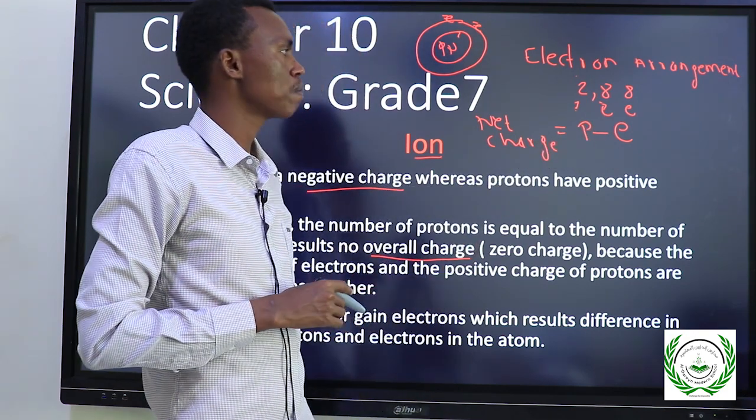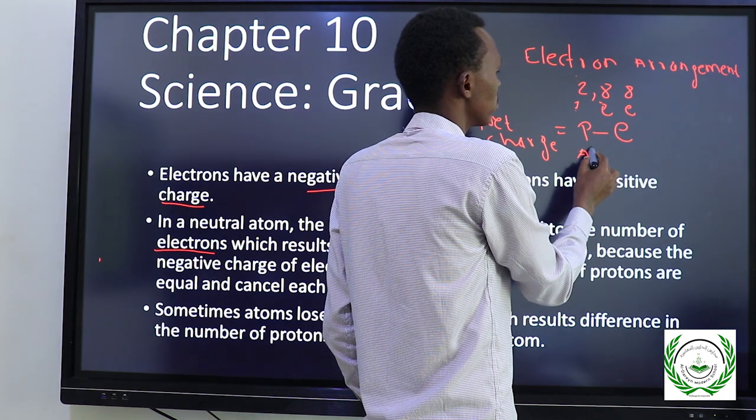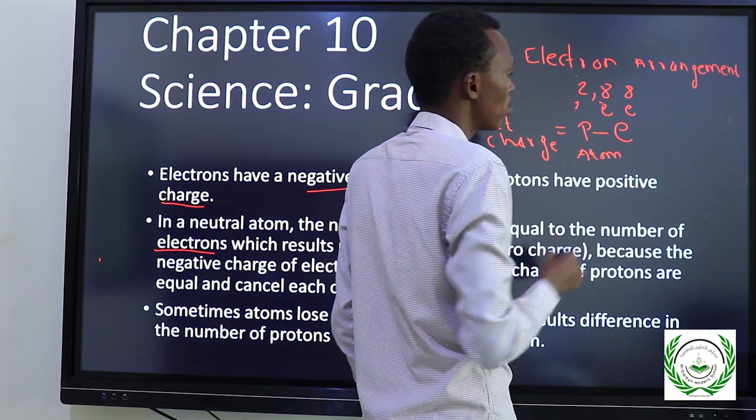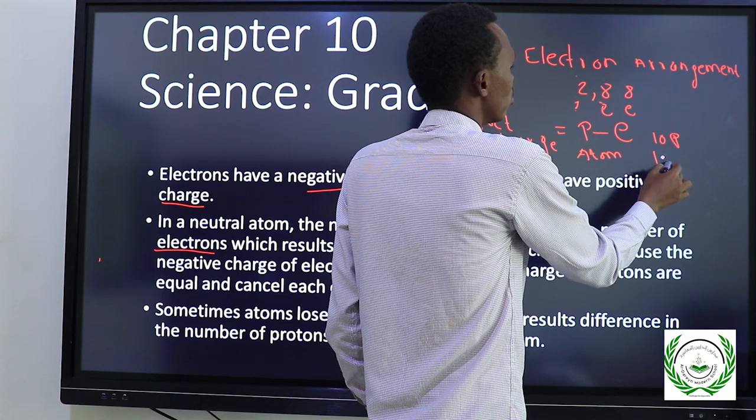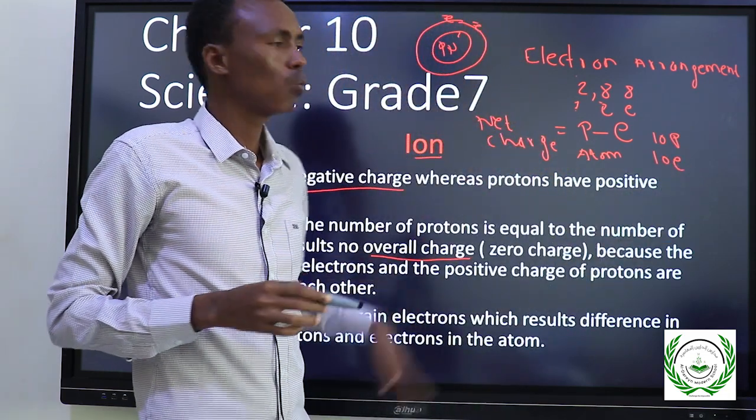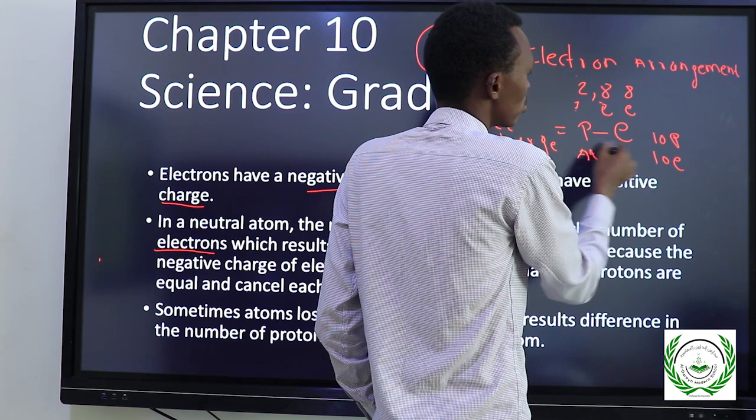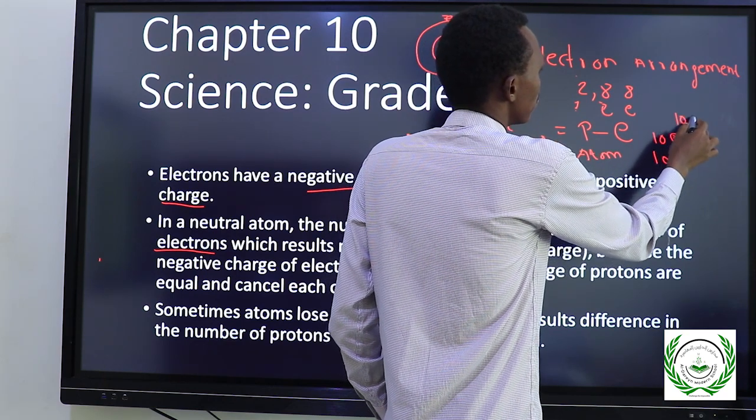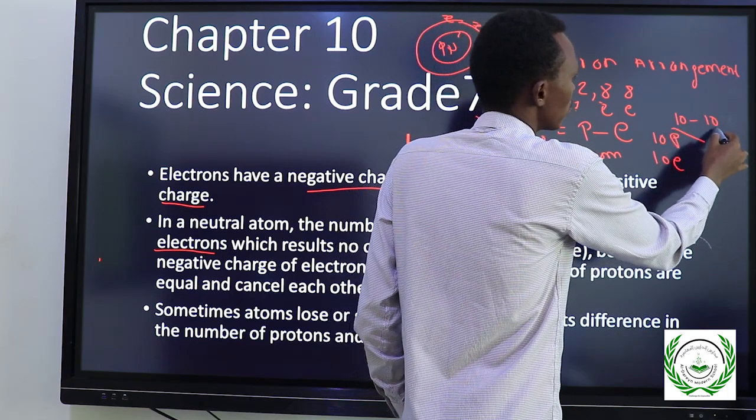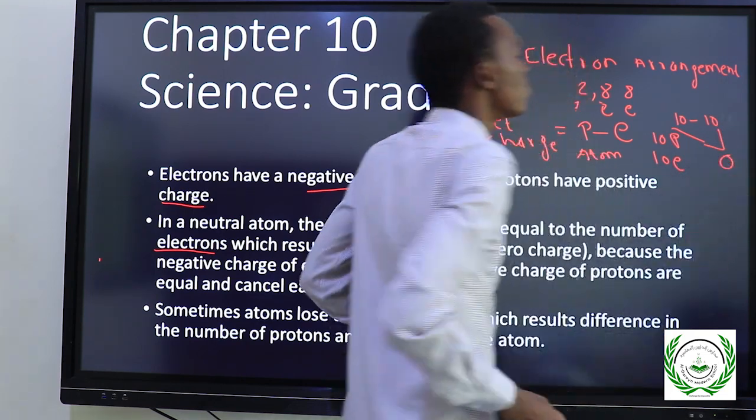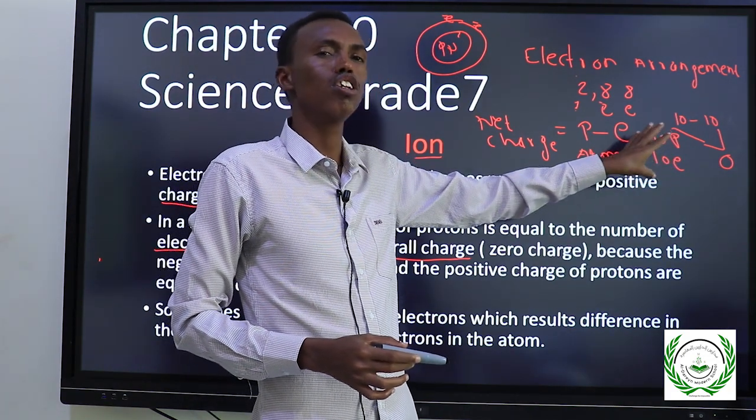So for example, let's say we use an atom, okay, so if we use an atom, for example, it has 10 protons and 10 electrons. By using this formula, we can calculate the net charge of that element, of that atom. So simply we can substitute. So for example, 10 minus 10. Okay, so they cancel each other out. So it's equal to 0. So that means that atom has 0 charge. So in this case, we can say it is a neutral atom.